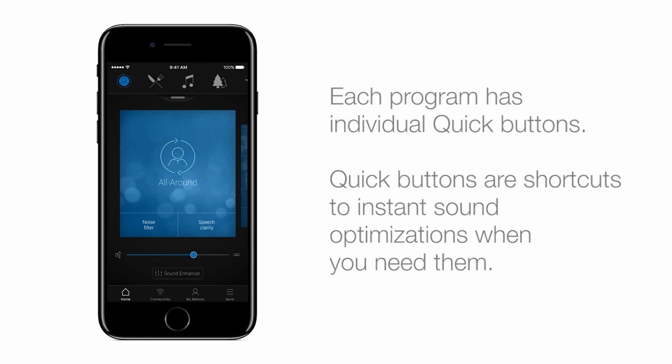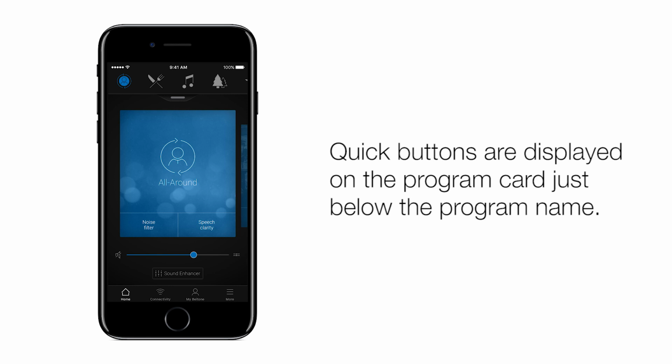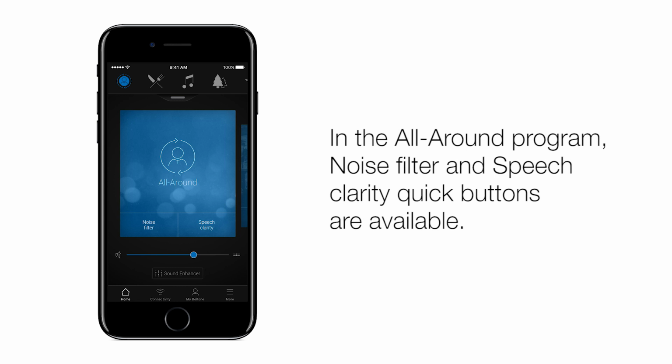Quick buttons are displayed on the program card just below the program name. In the all-around program, noise filter and speech clarity quick buttons are available.